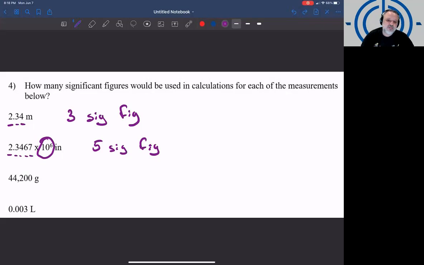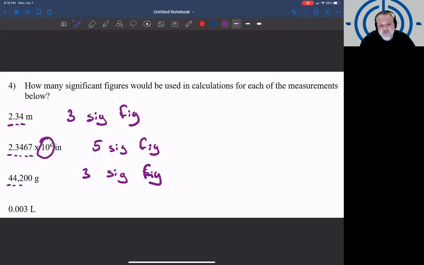But the question is asking you, what would you do in a calculation? In a calculation, when it's ambiguous like this, we have to assume that the zeros are not significant, so we try to limit our errors as much as possible. And so we would say to ourselves that we would only use 3 significant figures in a calculation for this particular measurement.